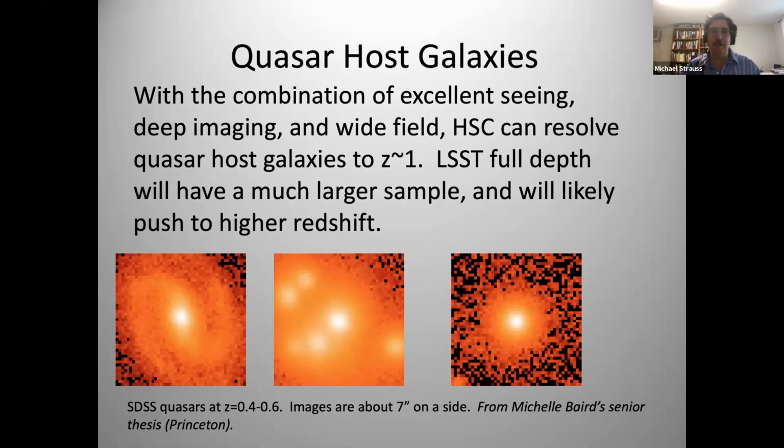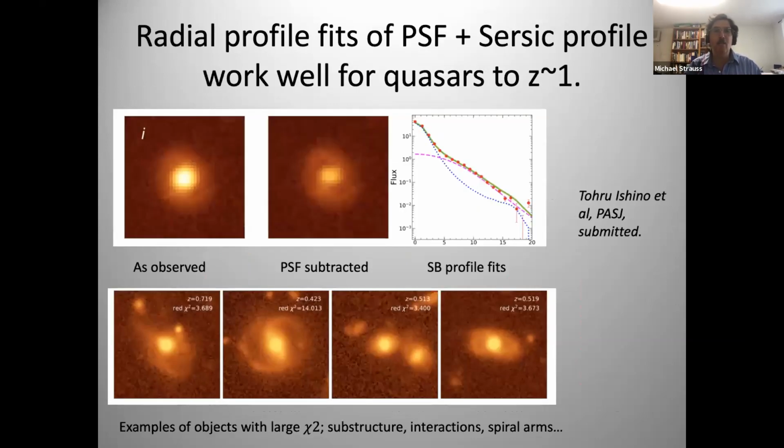Here's just a gallery of a variety of objects at a redshift of a half. This is from a senior thesis by Michelle Baird, who just finished her senior thesis here at Princeton. One of the games that can be played, and this is from a paper that's just been submitted to Publications of the Astronomical Society of Japan by Toru Ishino, is to look at the radial profiles, azimuthally averaged brightness, and fit models to that.